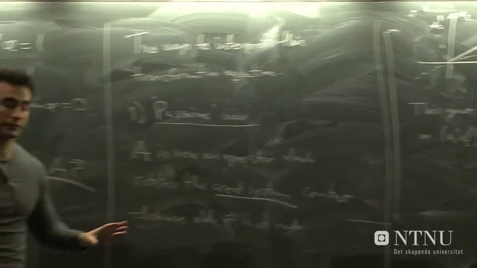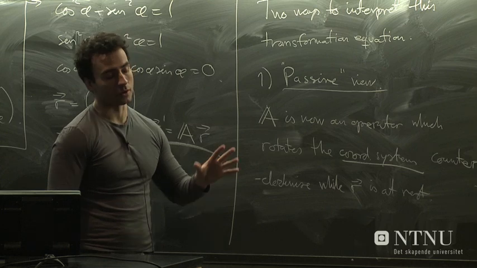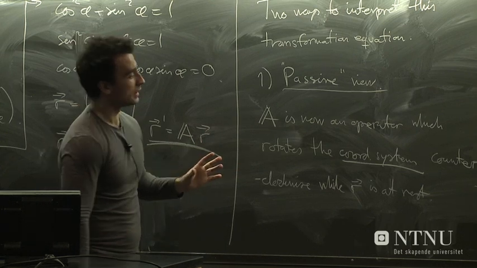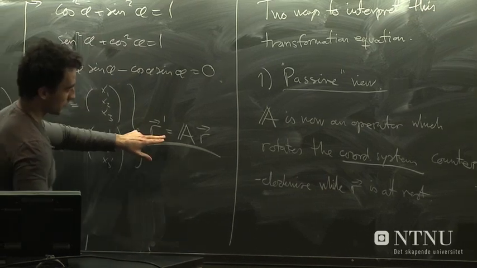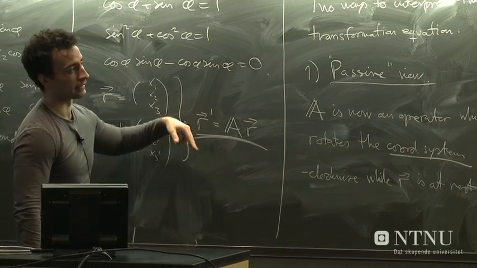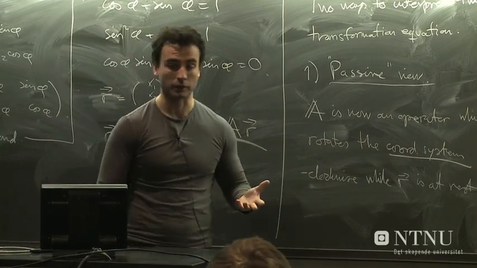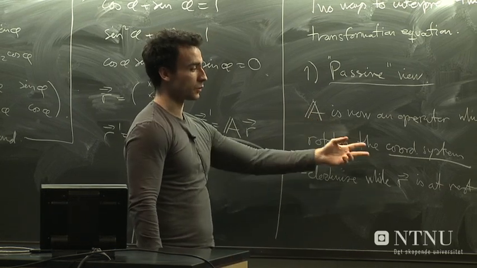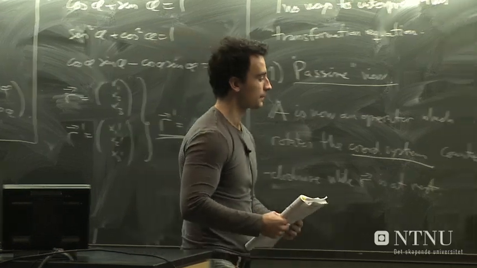So r is left at rest, and we only rotate the coordinate system, so that what we get here are the components of r in the prime system. That's one way of doing it. So then A rotates the coordinate system counterclockwise.